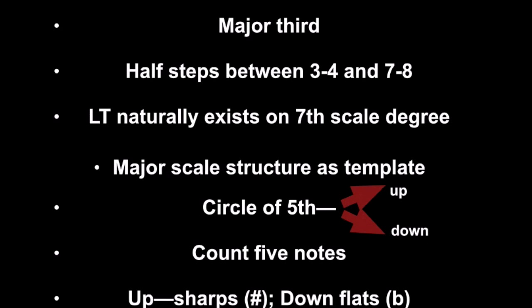Review of the most pertinent features of major scales. Beginning major third. Half steps between 3 and 4 and 7 and 8. Leading tone naturally exists on the 7th scale degree. Use major scale structure as a template. Scales are ordered in the circle of fifths going up and down. Count 5 notes up or down to find the next scale. Scales going up the circle of fifths have sharps. Scales going down have flats.